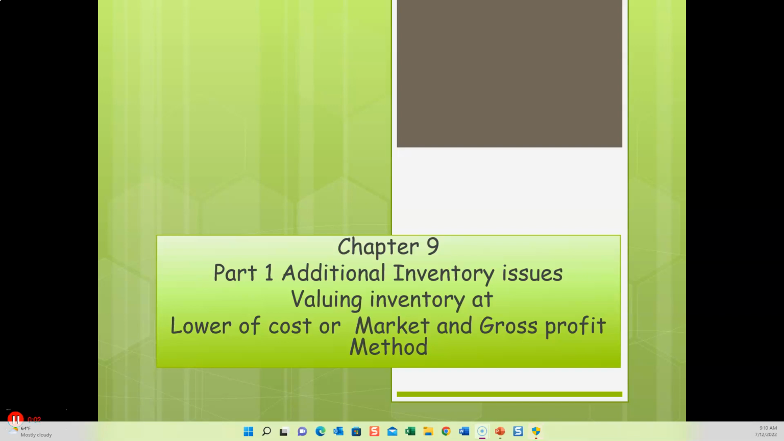This is for Chapter 9. It's Part 1, Additional Inventory Issues, Valuing Inventory at Lower of Cost or Market, and the Gross Profit Method.